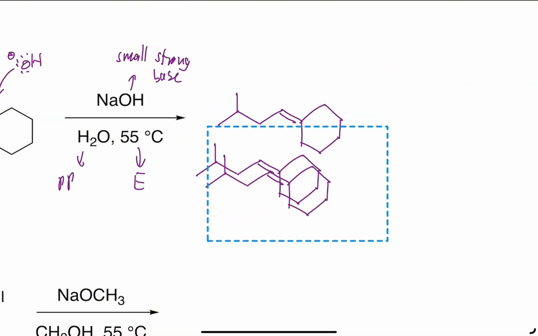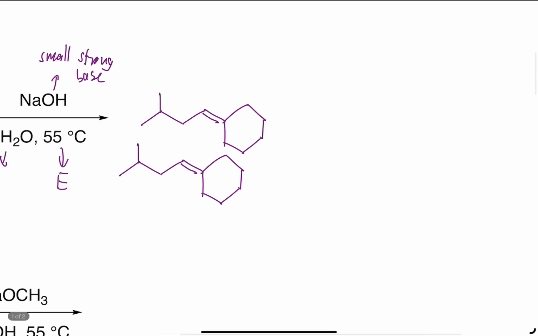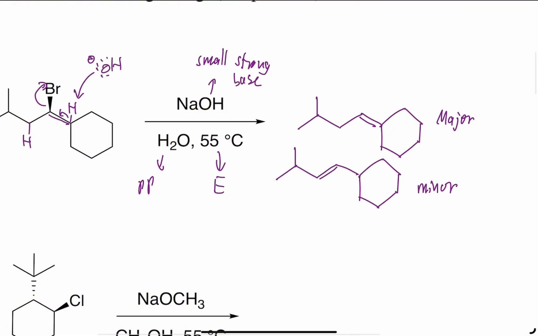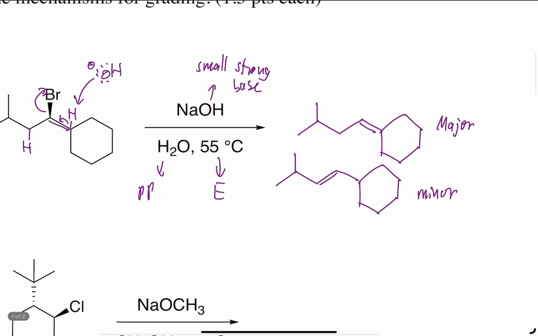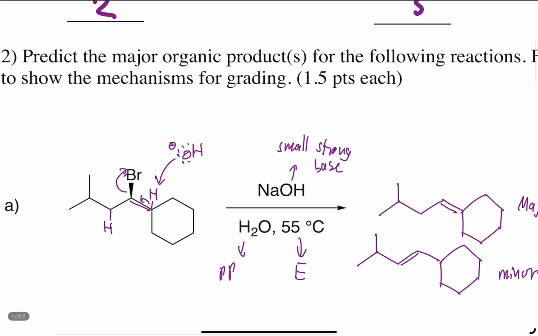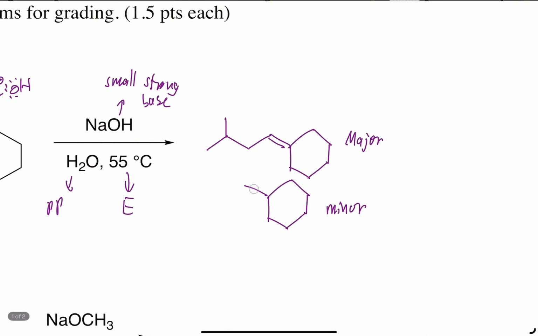And the minor product. Whoops. So this is the major. And the minor product will be this other hydrogen, which is like that. But since this question is only asking for major organic products, you can ignore this.